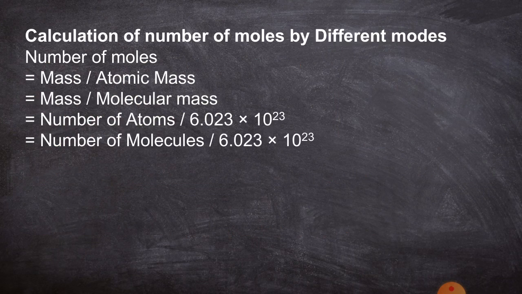Here there are different ways to find the number of moles. If you want to find it with the help of atomic mass, you can use this formula. If you want to use molecular mass, you use this second formula. The number of moles is equal to mass by atomic mass, or mass by molecular mass, or number of atoms by Avogadro number, or number of molecules by Avogadro number.